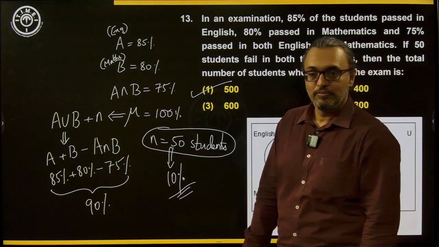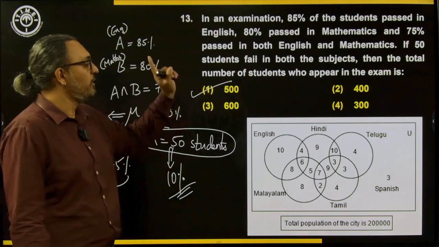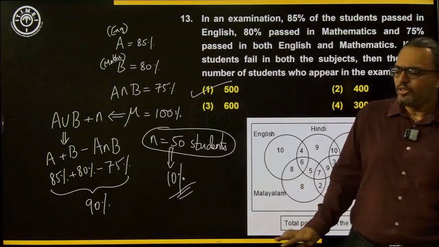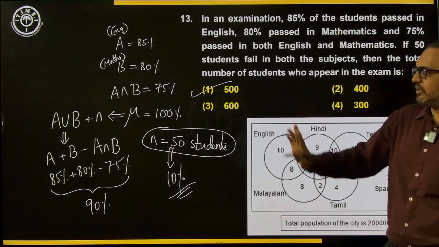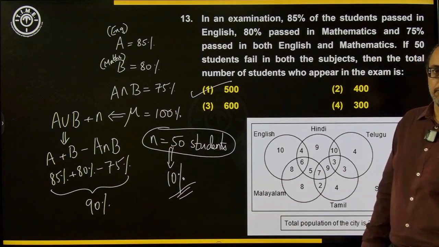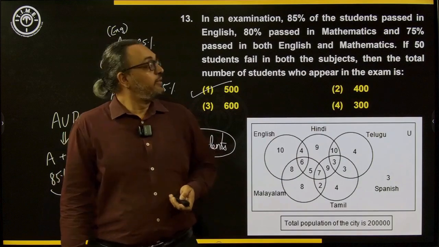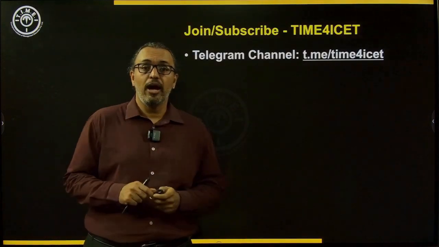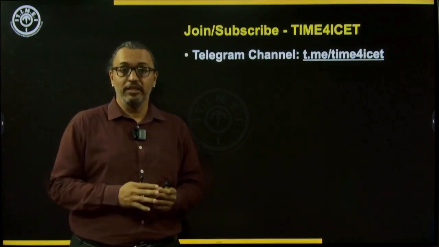Understood? So that is what is the question. What is the total number of students who appear in the exam? The answer is 500. Okay. So it has nothing to do with our chart here, the diagram, but calculation. Right. Okay. So those were the questions you had for Venn diagrams under TG ICET 2025, the actual questions.